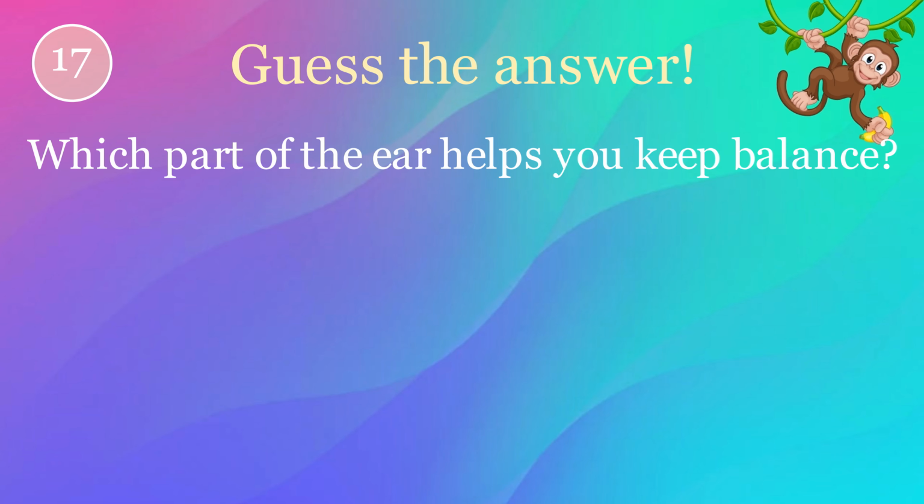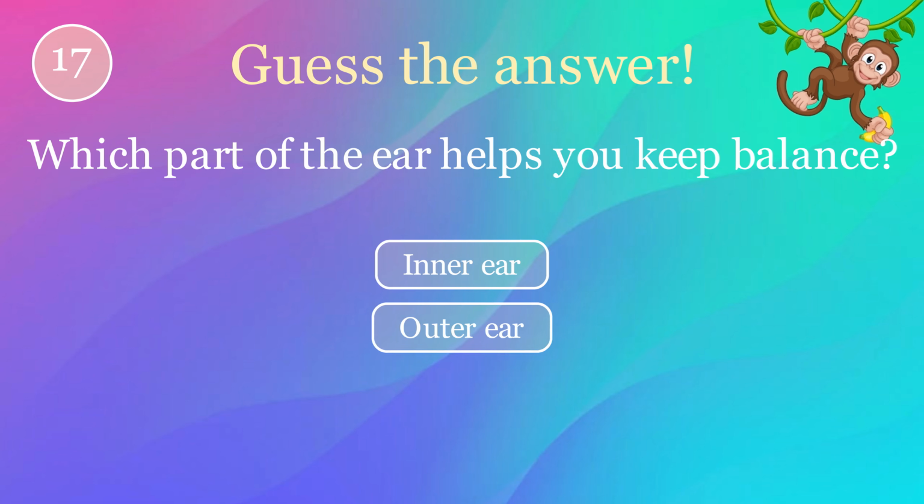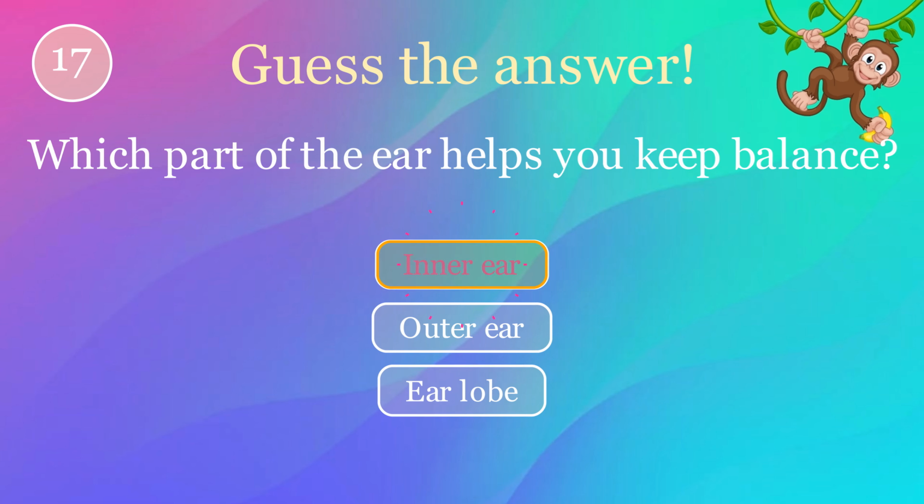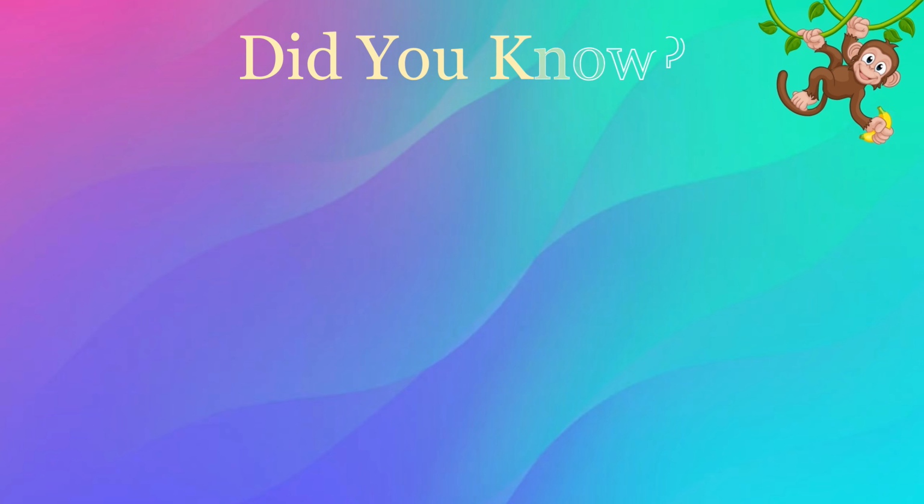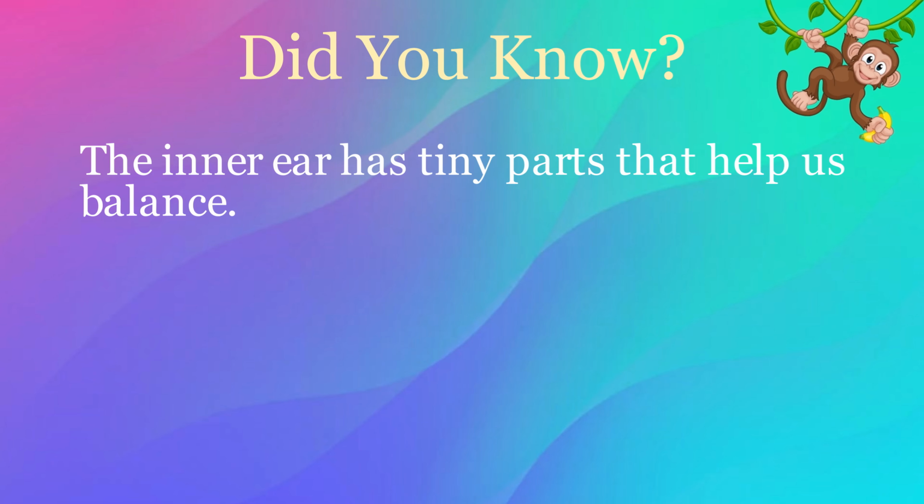Which part of the ear helps you keep balance? Inner ear, outer ear, earlobe. The correct answer is inner ear. Here's an interesting fact. The inner ear has tiny parts that help us balance.